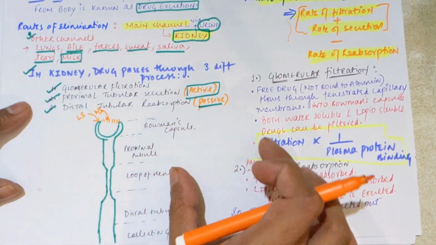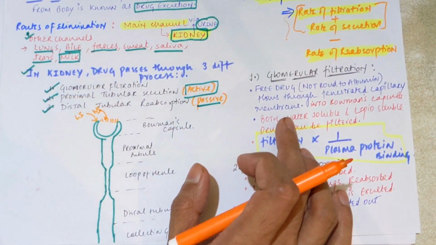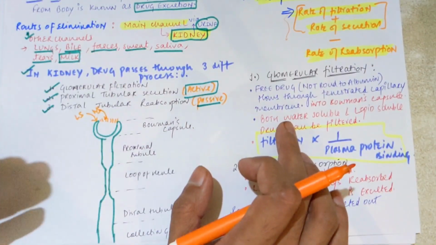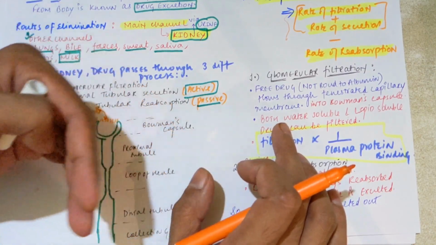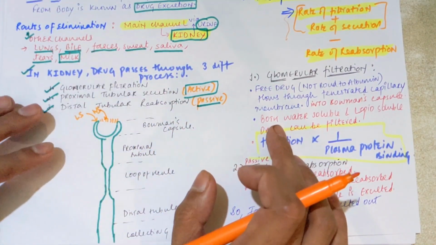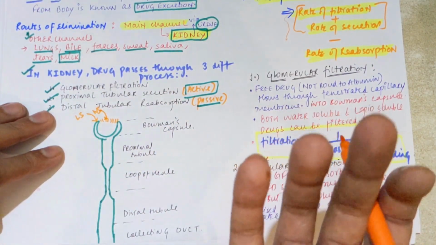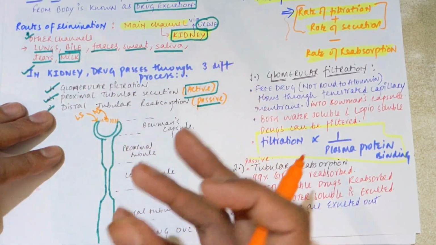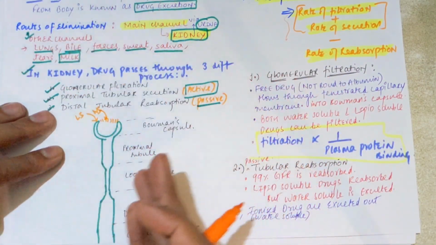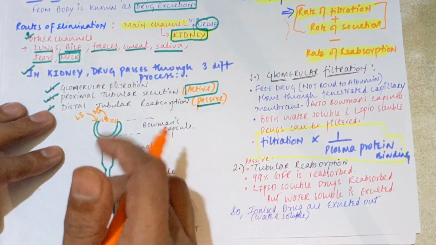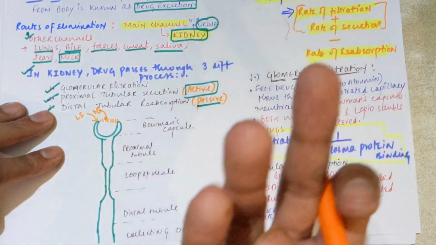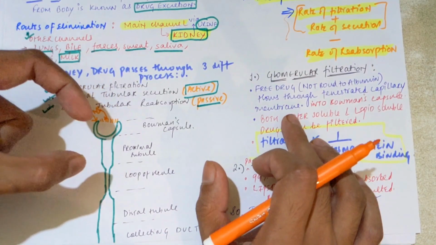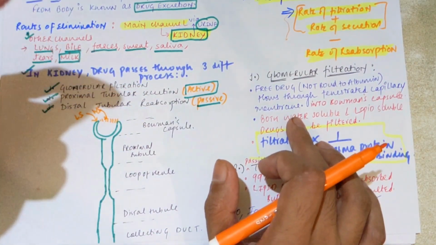With the blood. But you know that GFR is around 180 liter, and about 99% of the GFR is actually again reabsorbed, 99%. And around 2 liter of urine is excreted out. So 99% out of 180 or 200 liter is reabsorbed through this distal tubular reabsorption, and 2 liter of urine is excreted out. So that is the concept here. So through that filtration part, the drug is also filtered out.